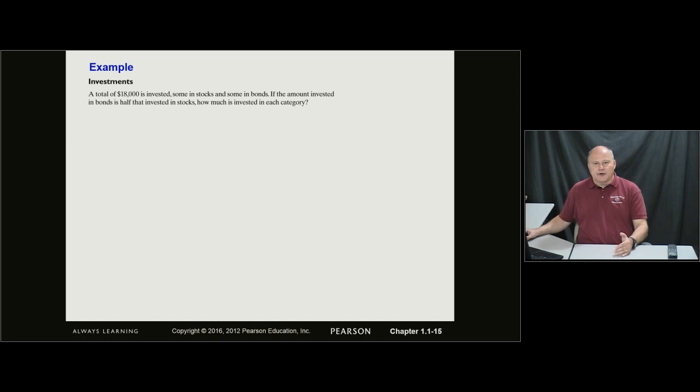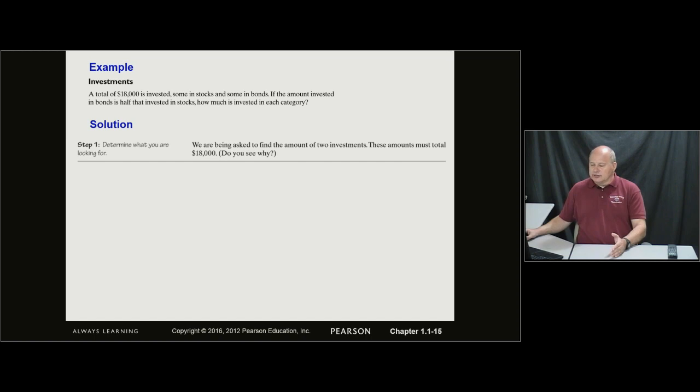So what do we do? Now remember, what are we talking about? We're talking about stocks and bonds. Maybe you want to read the sentence again to get the finer information again. Okay, so it says the total amount of $18,000 is invested. Some of that in stocks, some of that in bonds. Okay? If the amount invested in bonds is half the amount invested in stocks, so which one's more? Bonds is half the number of stocks, so stocks is more. So how much is invested in each category?